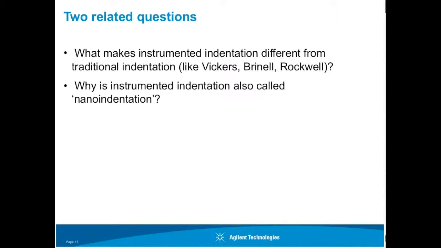There are two related questions that I need to address from the very outset. The first question is, what makes instrumented indentation different from traditional indentation like Vickers or Brinell or Rockwell? And the second question, which is actually directly related to the first, is why is instrumented indentation called nanoindentation? I want to take those in turn and then show how they're related.